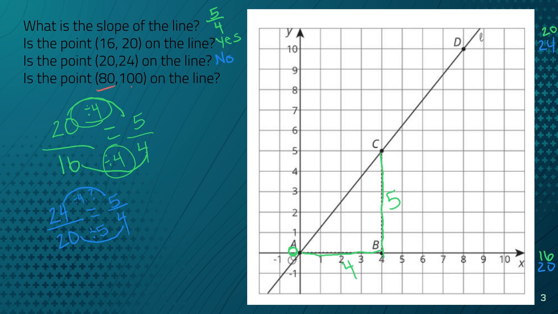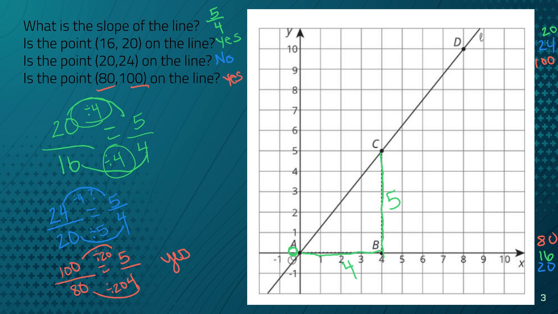So does the point (80, 100) lie on the line? Then I would go to 80 on my x-axis, and I would go to 100 on my y-axis. So my vertical distance, I'd be going from 0 up to 100. So my vertical distance is 100. My horizontal distance, I'm going from 0 to 80, so it would be 80. And does 100 over 80 equal 5/4? Yes, because I can divide both the top and the bottom number by 20, and 100 over 80 would reduce down to 5/4. So if they're the same, then yes, they do lie on the line.